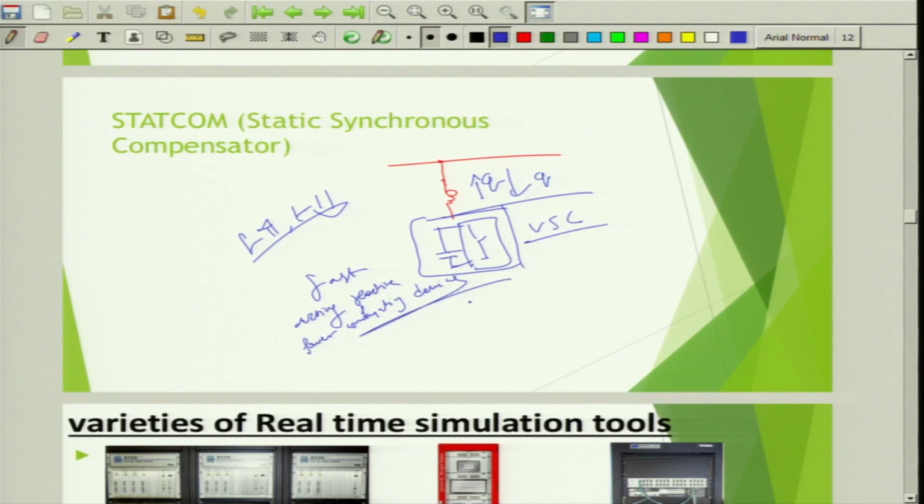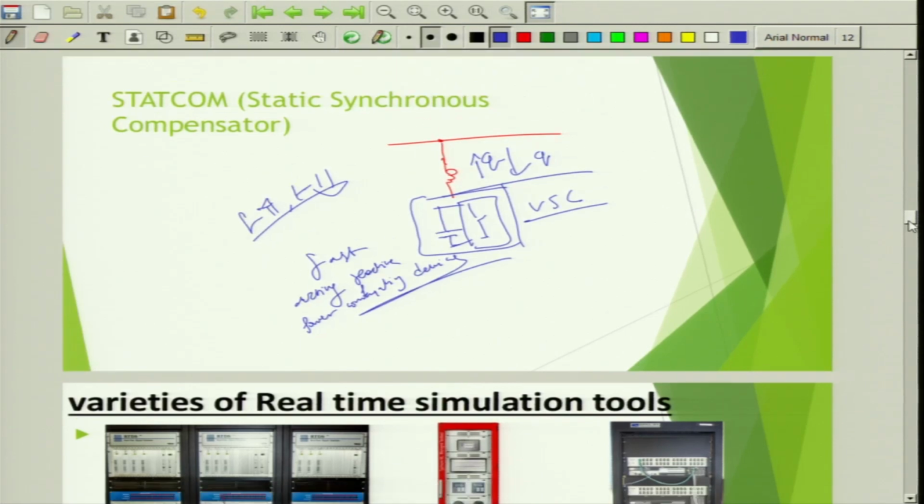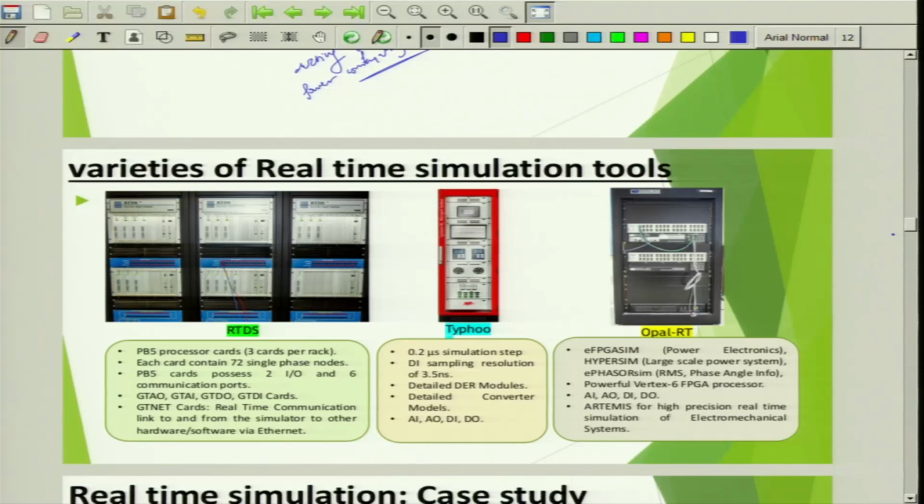I will discuss some case studies on how, if there is a combination of slow acting reactive power devices and fast acting compensating devices, we can manage both of them so that we can meet the expectations of the system during various operating scenarios, right. And then we will discuss a variety of real time simulation tools and various case studies probably in the next class. Thank you very much.